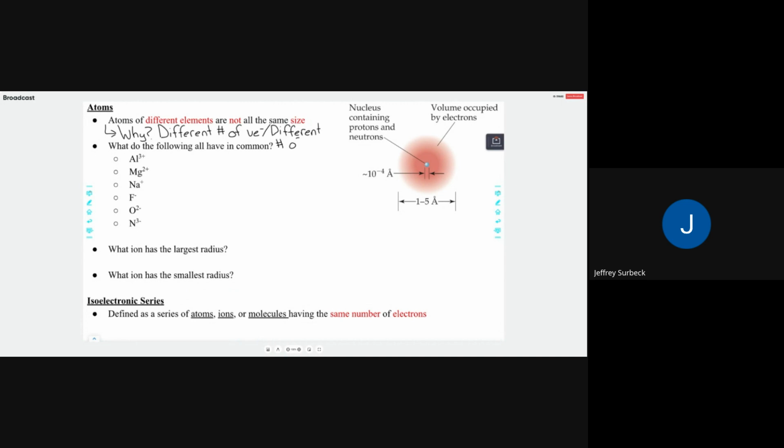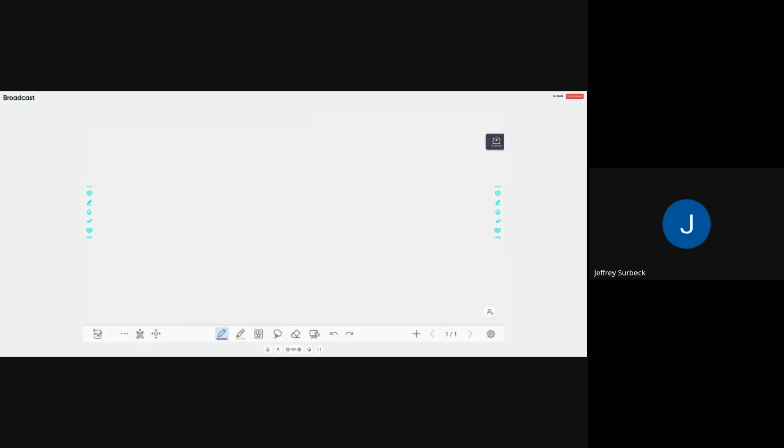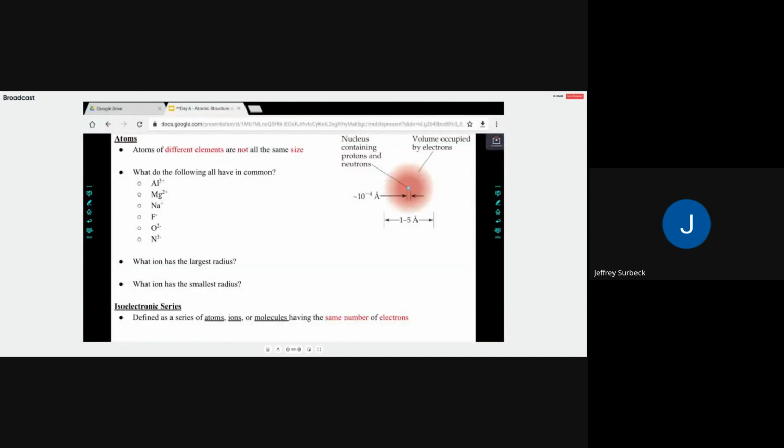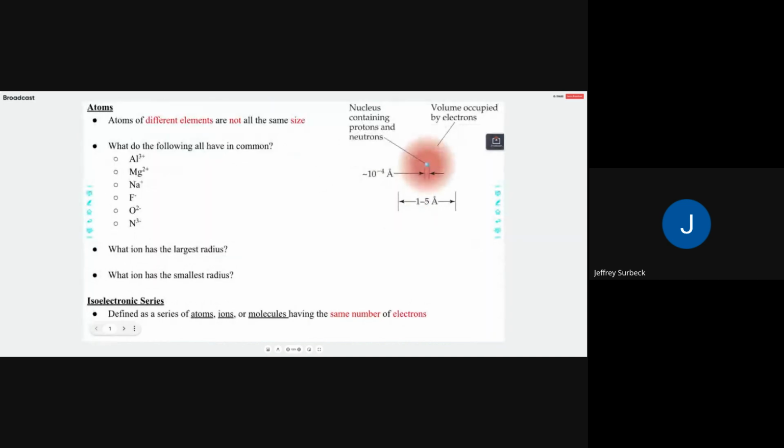And so we change here our mindset from talking about radius, which we'll talk about quite a bit here, and we have this. I want you to think about, just for a second, all of these ions. What do they have in common? Well, the answer is this. They all have the same electron configuration, and that electron configuration is as follows.